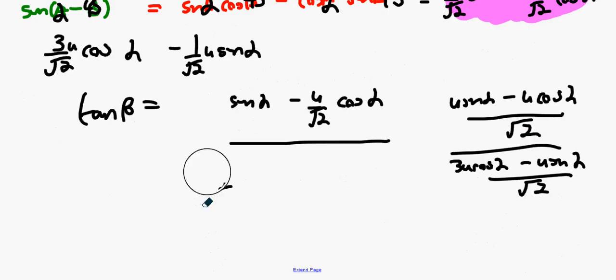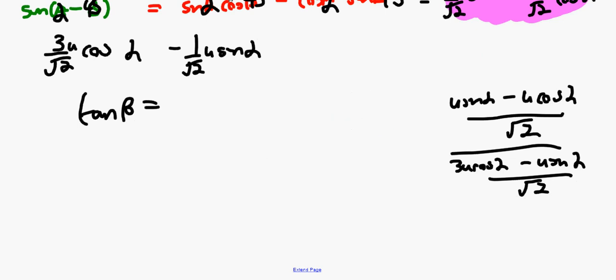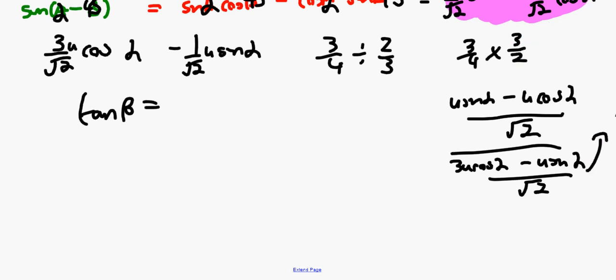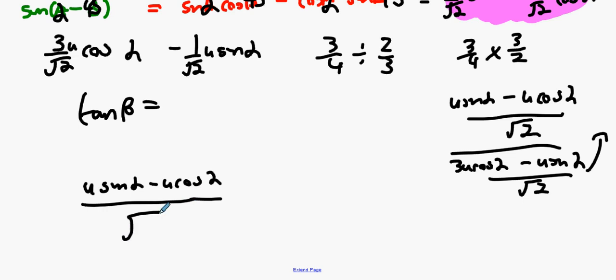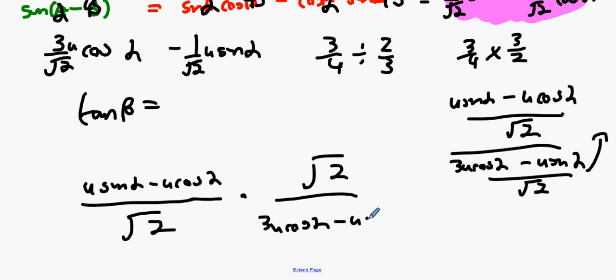Now, what I always tell anybody I'm teaching is that what you learned at junior cert is if I had 3/4 divided by 2/3, you guys learned to turn the 2/3 upside down, do 3/4 multiply by that, didn't you? So all I'm going to do is take that one up and turn it upside down, and I should be in business. So it's going to be u sin alpha minus u cos alpha over root 2 multiplied by root 2 over 3u cos alpha minus u sin alpha.